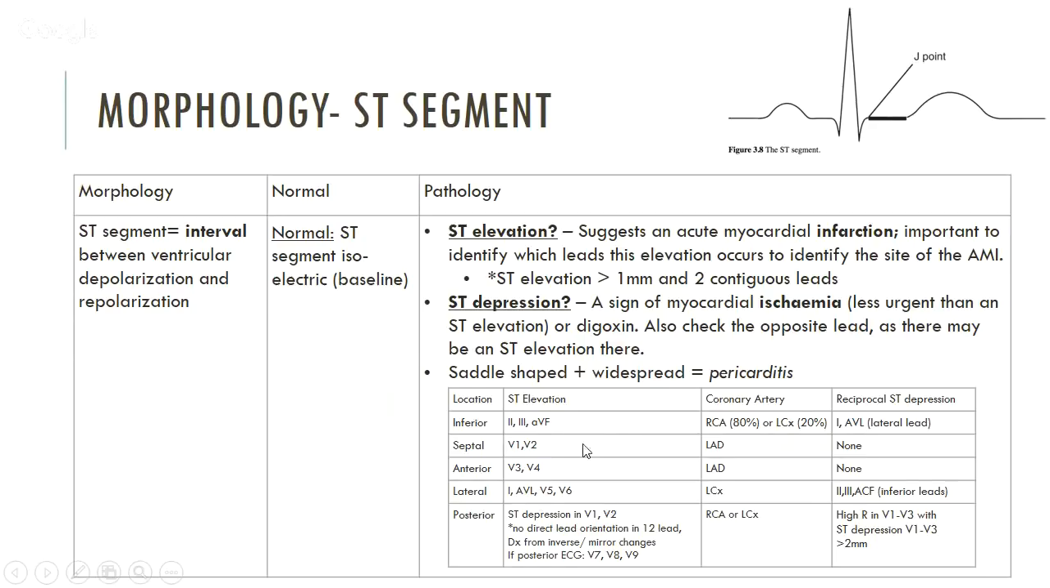And then each location of the ST elevation corresponds to a coronary artery, so that's pretty important. I think they tend to ask that in exams as well. Another thing to look out for that can help aid your diagnosis is reciprocal ST depression. So for example, if you see ST elevation in an inferior lead, you'd also expect ST depression on the opposite side, so in the lateral leads. That makes sense. So that's important to help with your diagnosis.